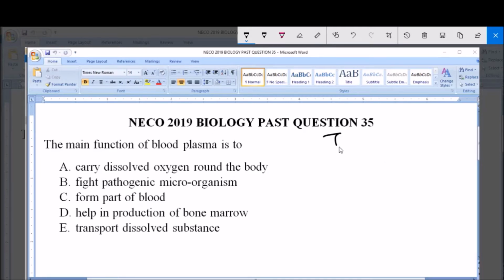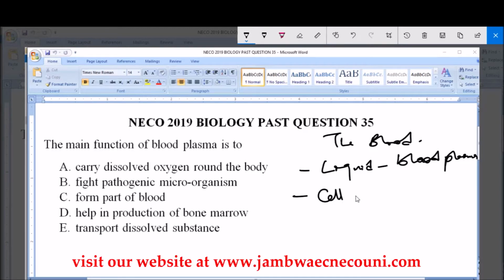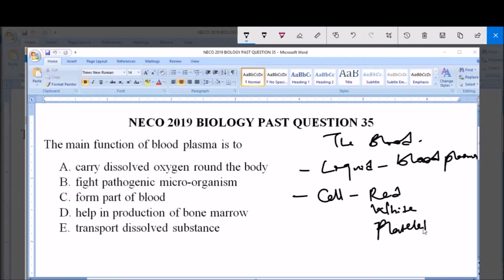Now the blood is made up of the liquid parts, which is known as the blood plasma, and the solid parts, that's the blood cells, which include the red blood cell, the white blood cell, and the platelets. Now each of these components of the blood has their specific function.